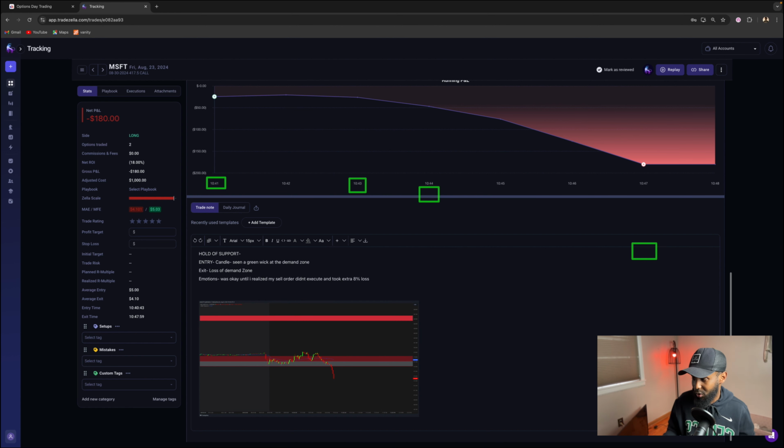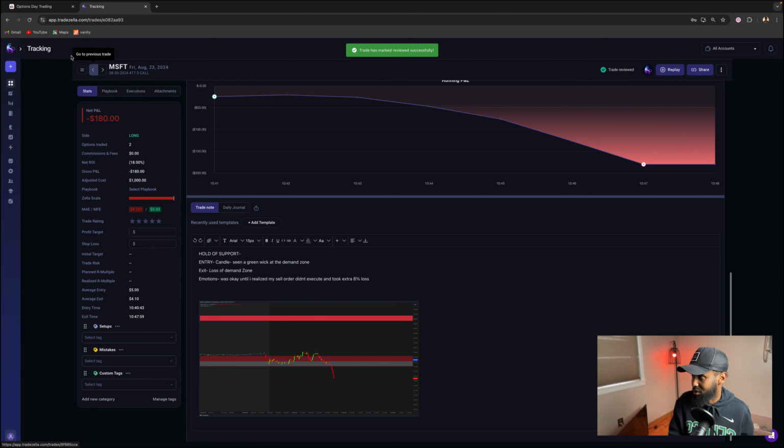So now I know that my emotions during this trade, in the beginning it was fine, but once I see my order didn't execute and I took that unnecessary loss, I'm in a bad emotional state. I'm not in a state where I should be taking another trade until I can get over that little feeling of, damn, that should not have happened. And then we're done with this trade, so we can move on to the next trade. We can just say mark as reviewed. So we are all done there.